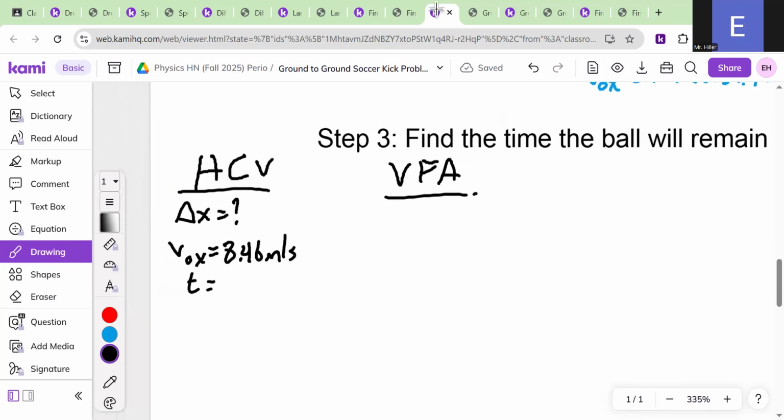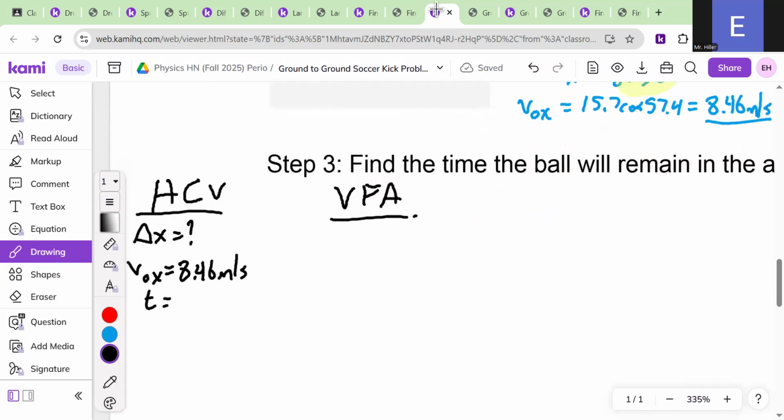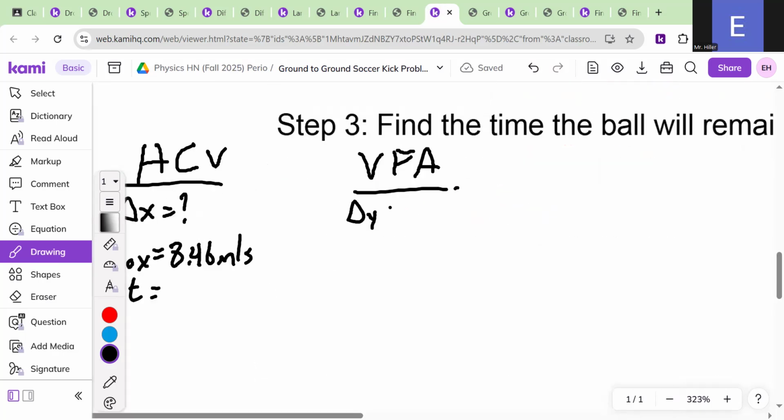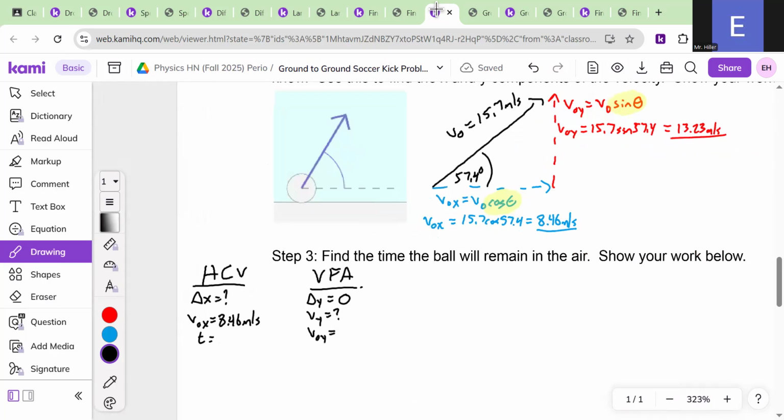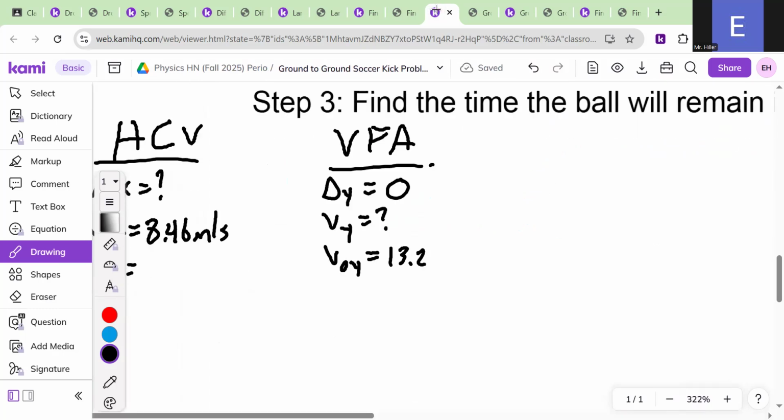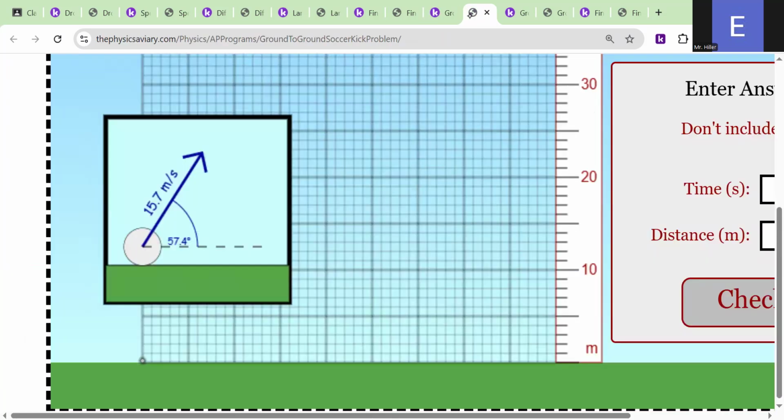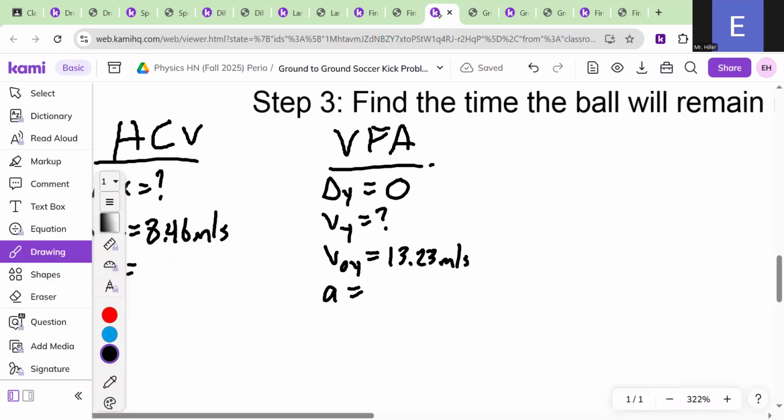Okay, then you're going to go vertical velocity. So that's going to be delta y, which is 0. Remember, the soccer ball starts on the ground and lands on the ground, which means it has no vertical displacement. Vy, I don't know what that is. V naught y, I do know what that is. That is 13.23 in my case. Write down whatever you got in your case. Your acceleration is going to be different than mine. Make sure you get yours. In my case, it's -6 meters per second squared. And t. Okay, I don't know t.